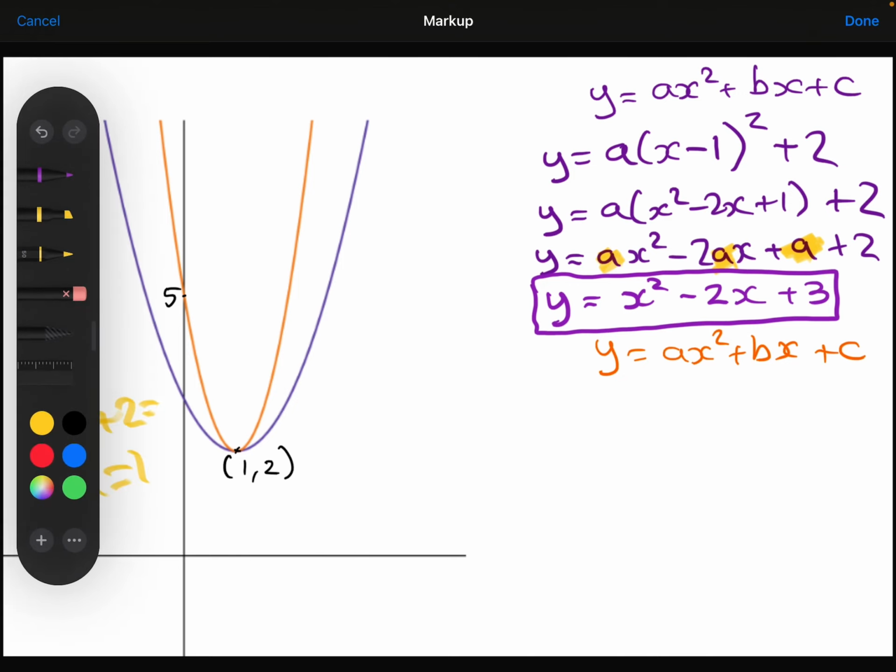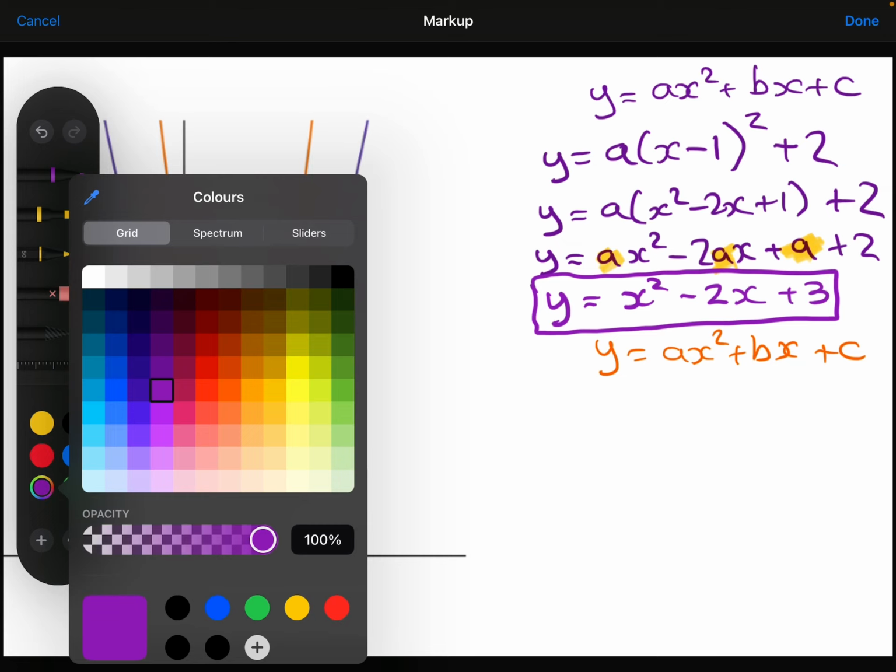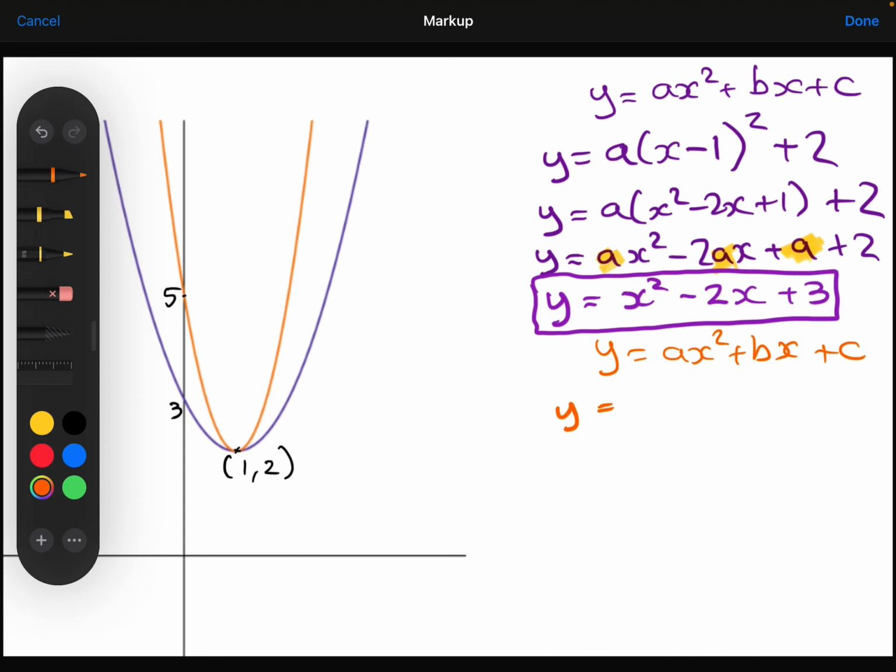Whereas with the orange line, it has the same turning point, so I'm going to start off in a similar sort of way. I'm going to start off with y equals (x minus 1) all squared plus 2. Again, because of the x plus 1 here, so the x minus 1 there because of the plus 1 x coordinate. And the plus 2 here because of the plus 2 here.